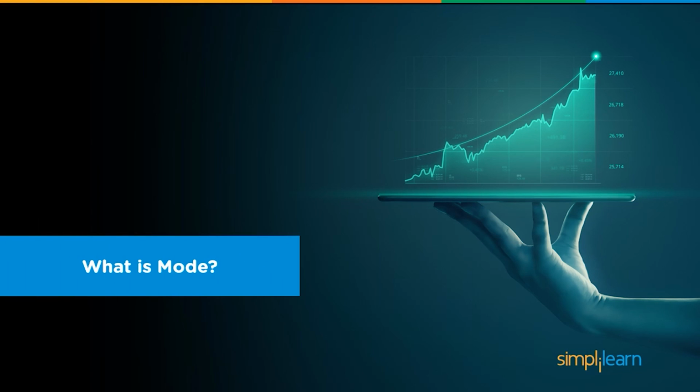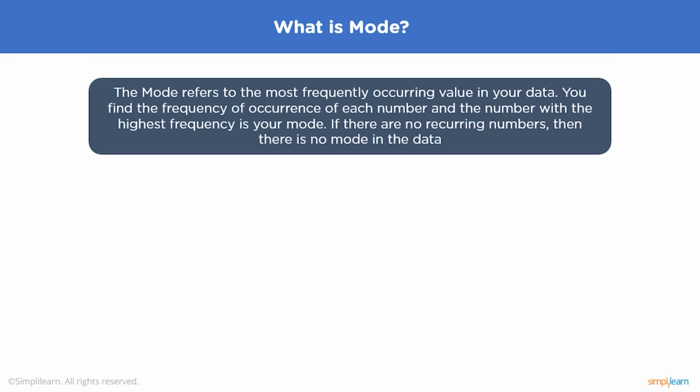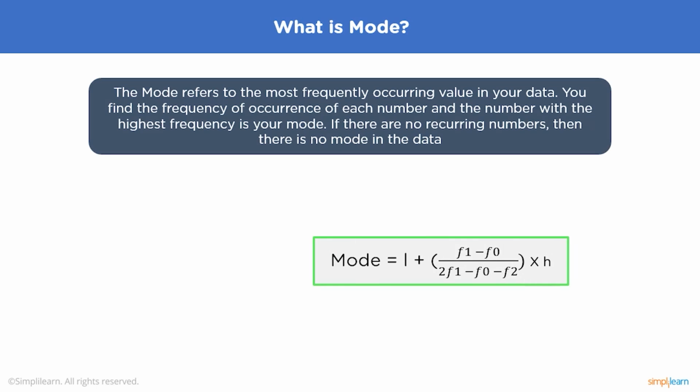Now let's answer the question, what is mode? The mode refers to the most frequently occurring value in your data. You find the frequency of occurrence of each number, and the number with the highest frequency is your mode. If there are no recurring numbers, then there's no mode in the data. Mode can be obtained by counting the frequency of occurrence of each number in your range and then choosing the one which occurs most frequently, or by using the formula L + (F1 - F0) / (2F1 - F0 - F2) × H.